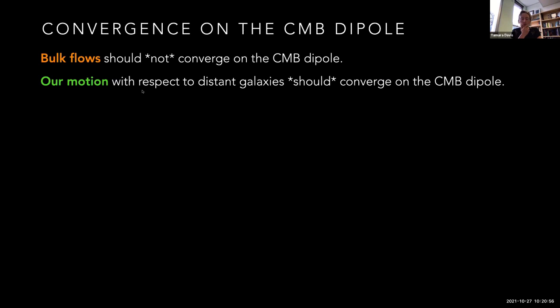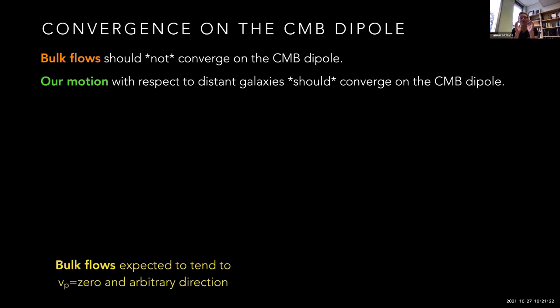So I mentioned I would talk about what it means to converge on the CMB dipole, because this is something that's come up a few times and has caused confusion in some of the discussions that I've been having. So I thought I should try and clarify one small thing. I'm sure that everybody here probably already understands this perfectly, but since it's caused confusion in a bunch of conversations that I've had with people recently, I thought I'd mention it.